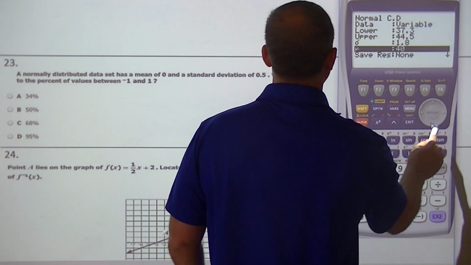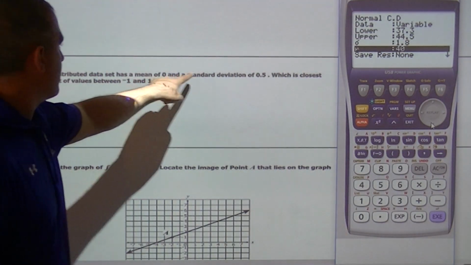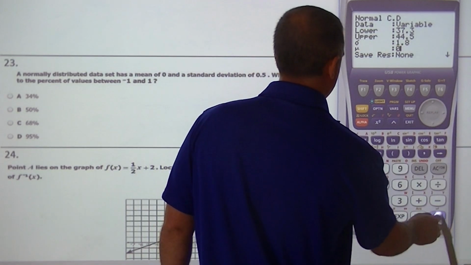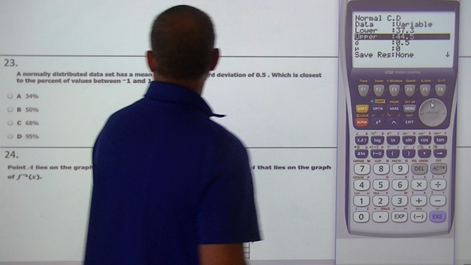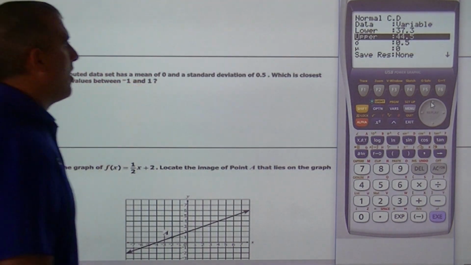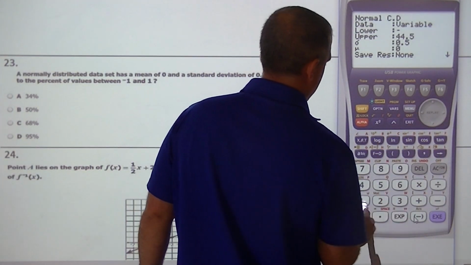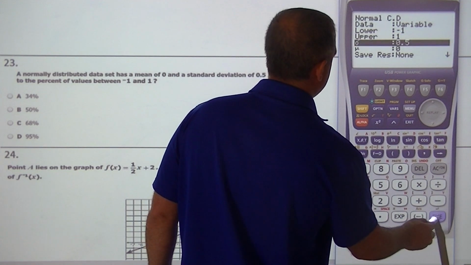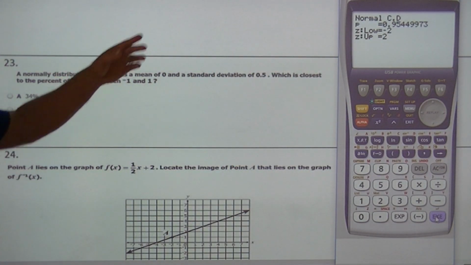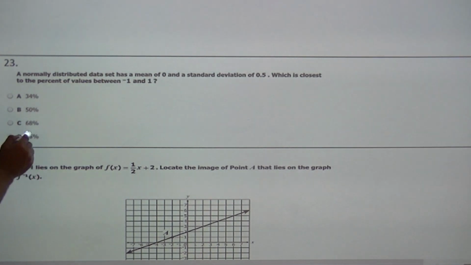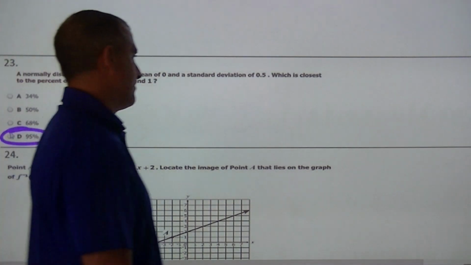Okay, we're going to change the mean to 0, standard deviation to 0.5. Okay, and they want to say what's between -1 and 1. -1 to 1. And that's 0.95. If it says percentage, you multiply that by 100, which obviously the closest answer to that will be this.